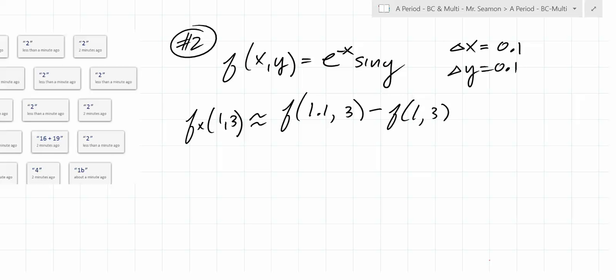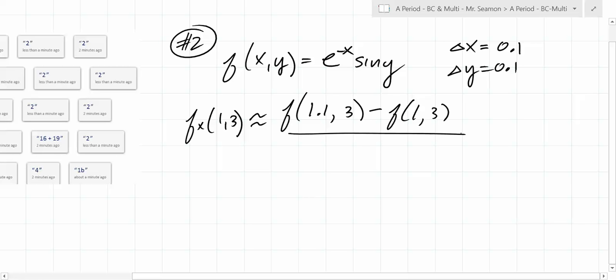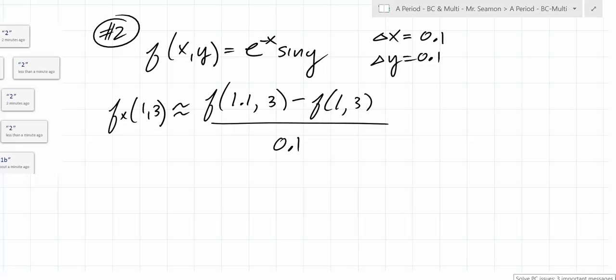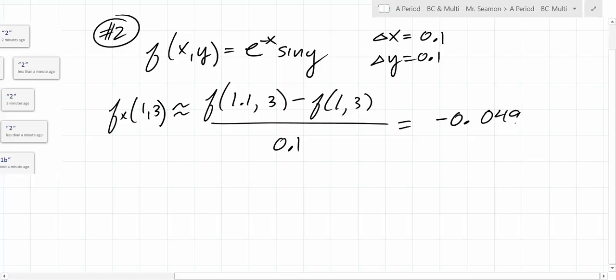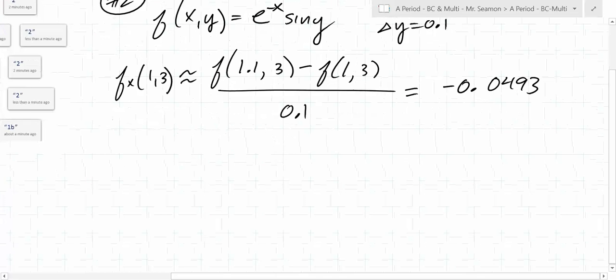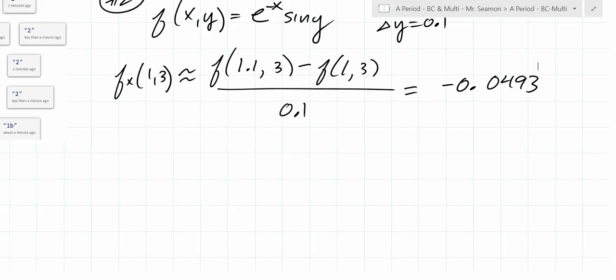Forward or the backward, but go forward. So if we did it that way, what would this be over right here? 0.1. Yeah, the delta x, 0.1, exactly. You're going to need a calculator to do this, and it comes out to be negative 0.0493. It is 4 decimal places. That's correct. I know, I violated the rule of AP tests.